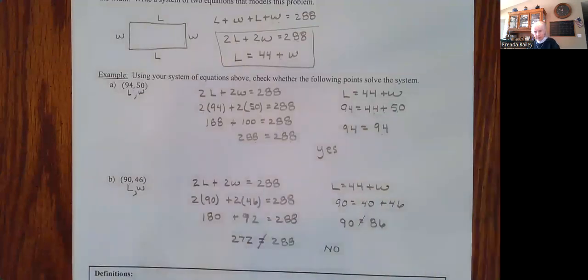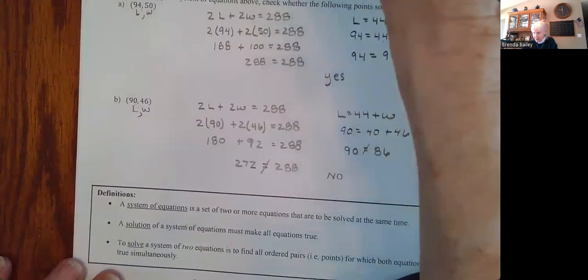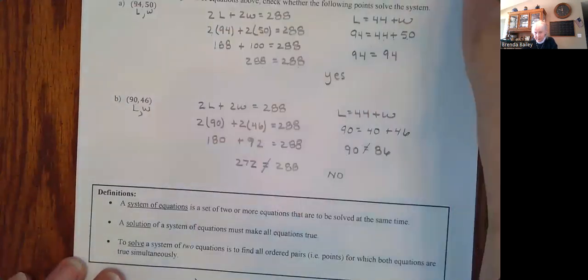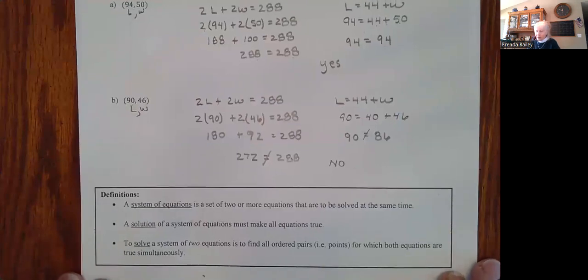Okay, so let's go ahead and look at the box at the bottom of the page here and see what it has to tell us. There we go. All right, a system of equations is a set of 2 or more equations that are to be solved at the same time. So we're going to have 3 methods for solving them. Today is just graphing.